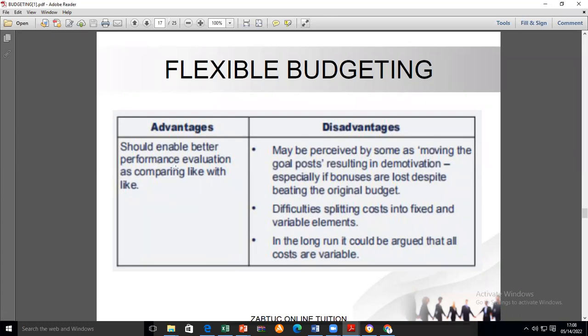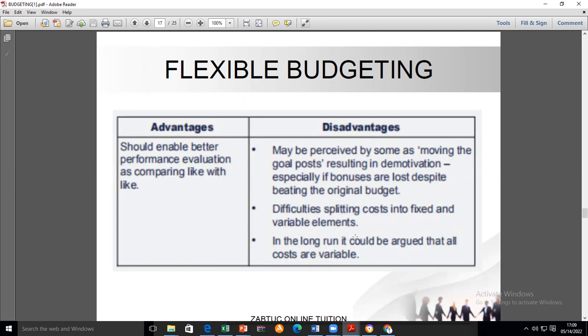It should enable better performance evaluation as comparing like with like. What are the disadvantages of flexing a budget? It may be perceived by some as moving the goalposts, resulting in demotivation, especially if bonuses are lost despite beating the original budget. There are also difficulties of splitting costs into fixed and variable elements.